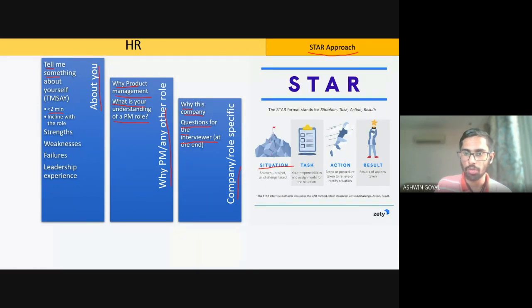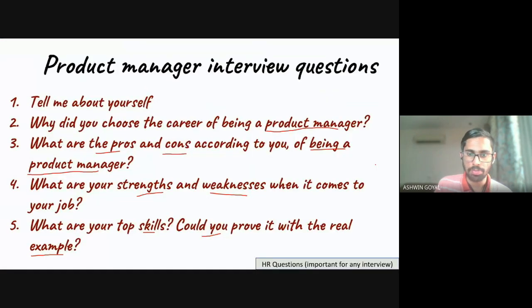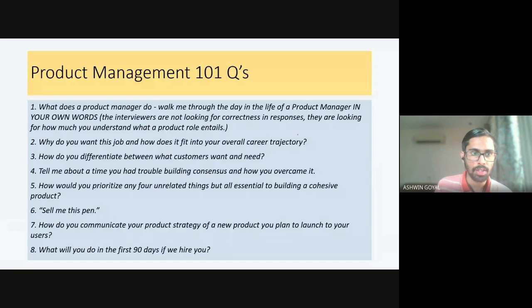So the situation: what was the situation when this happened? What was the task that you were given? What was the action that you took, that you completed? And what was the final result? So STAR helps. And then more questions. Now these can be related to PMs, like how would you differentiate between what customers want and need?